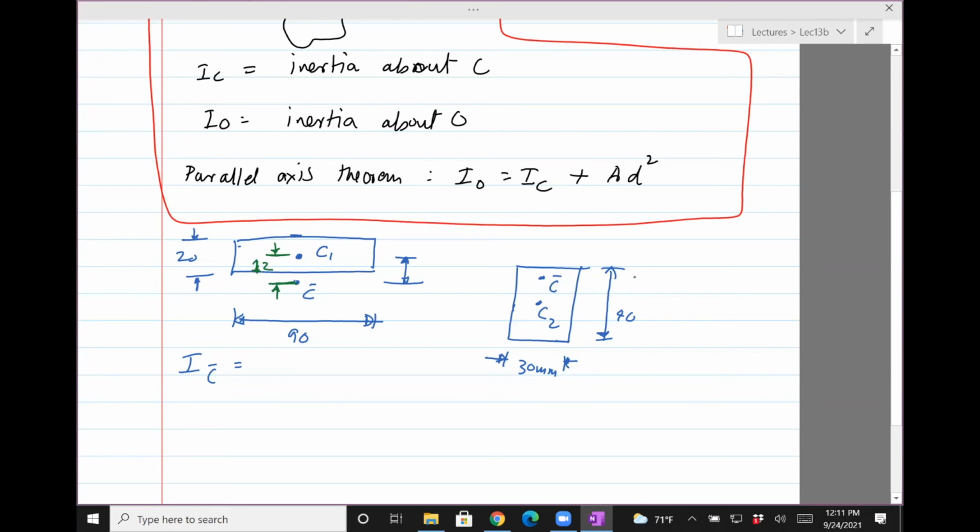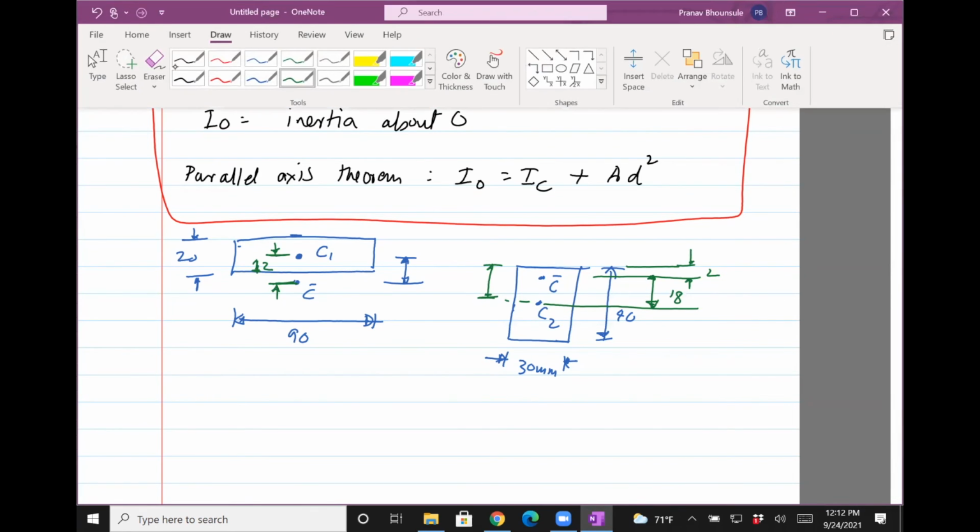And then we need to find the distance from C bar to C2. So we know that this is 2. This one is unknown, but that seems to be like 40 minus, so 20 is the distance of C2 from the top. So it's 20 minus 2. I think it's 18. Okay, so we're all set now to write the inertia.